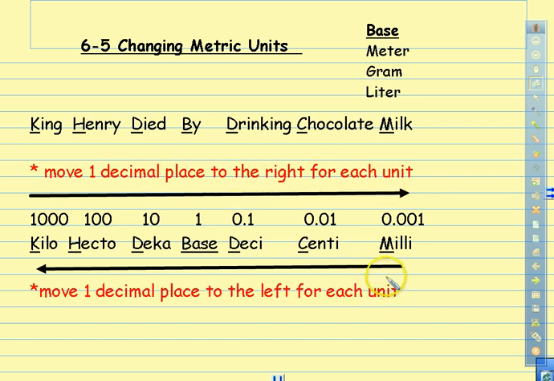If you're trying to move to the left, if you're going from millimeters all the way up to a kilometer, then it would be 1, 2, 3, 4, 5, 6 places that you would move a decimal point. And remember, we're only moving a decimal point. The digits themselves stay exactly the same. Meters, again, are measuring a distance. Grams are measuring mass, how much something weighs. And liters are measuring capacity, usually a liquid.